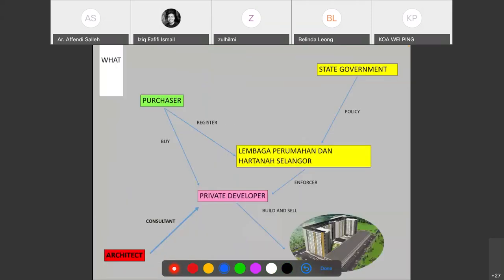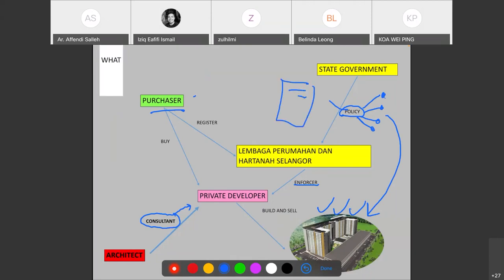Although we are not privy to the contract with the purchasers and others, as consultants we must fully know what these policies and their associated rules are. Because we are the ones who are going to design affordable homes. We are the ones who are going to advise the developer on how to plan this affordable home. Because the state government policies are only in written form, in a gazetted document, it is us who need to translate these policies into a built environment. Okay.